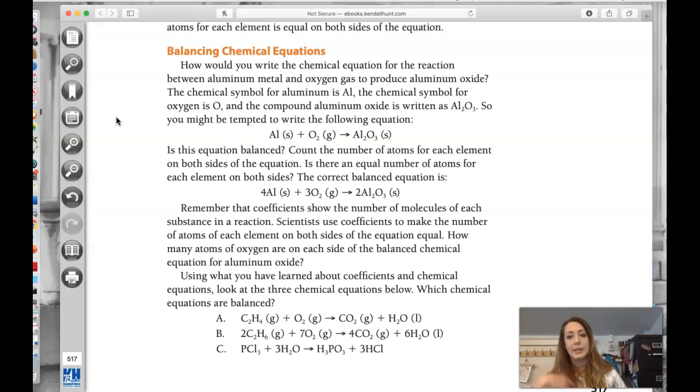How would you write the chemical equation for the reaction between aluminum metal and oxygen gas to produce aluminum oxide? The chemical symbol for aluminum is Al, the chemical symbol for oxygen is O, and the compound aluminum oxide is written as Al2O3. So you might be tempted to write the following equation like that.